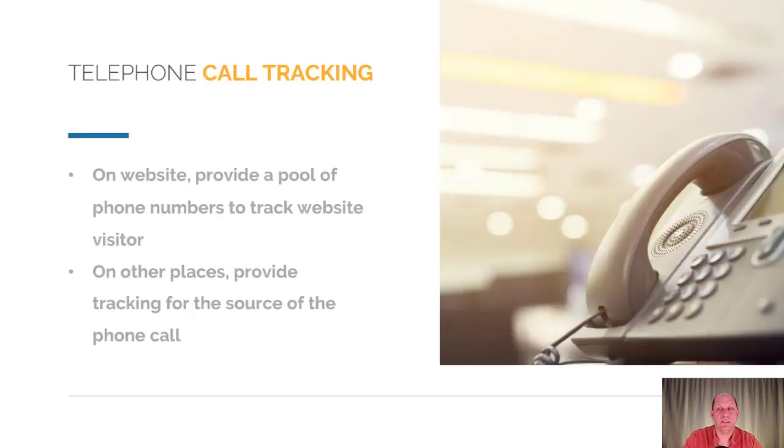Telephone call tracking is another place where conversion rate optimization could apply. One option is, instead of having just one phone number on your website, you can have a pool through a call tracking service, and those numbers are rotated, so you can identify specific people, what they're doing on the website, and if they do decide to call, that information can be passed along.